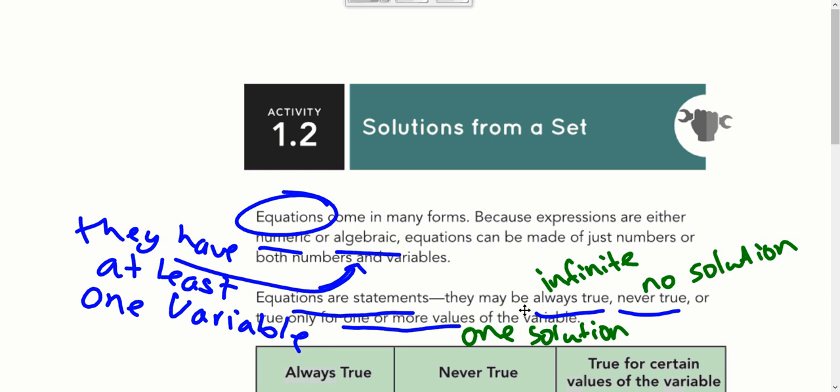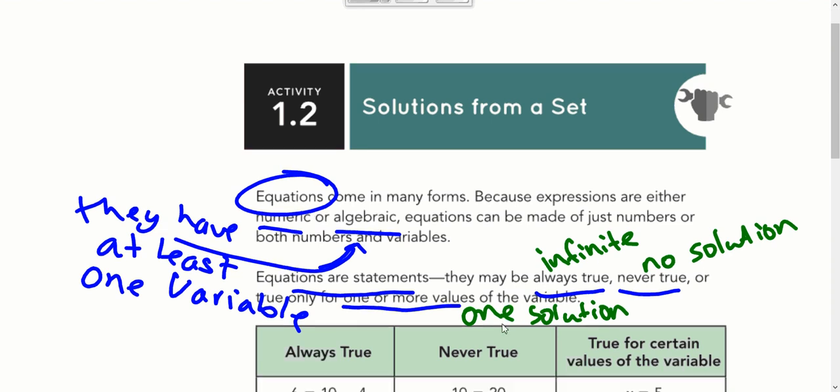So equations are statements that may be always true, never true, or true for only one or more values of the variable. Another way of looking at that is if it's always true, they have an infinite number of solutions. If they're never true, that means there is no possible solution. Nothing can we put in there to make it true. And then true for only one or more values. So that would most likely be one solution. Now there are sometimes where it might be 2 solutions or 3, but usually if there's any solution, it's 1 or infinite. All right, so let's look at some examples.